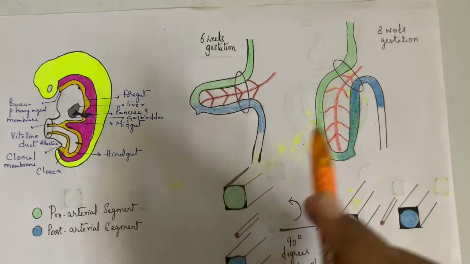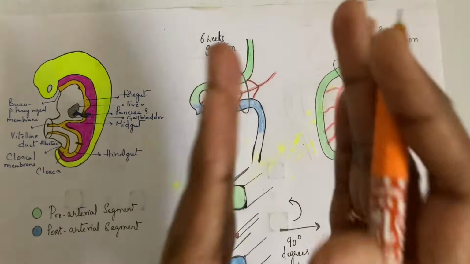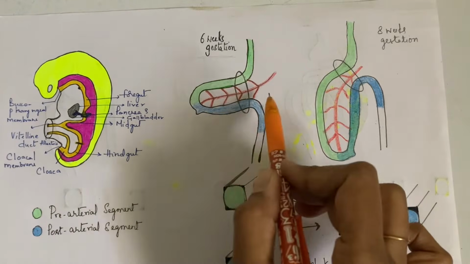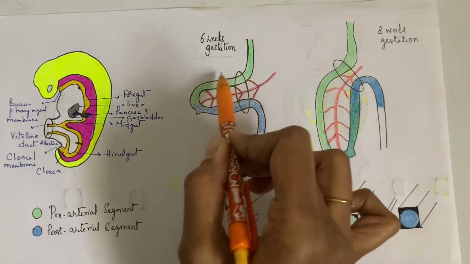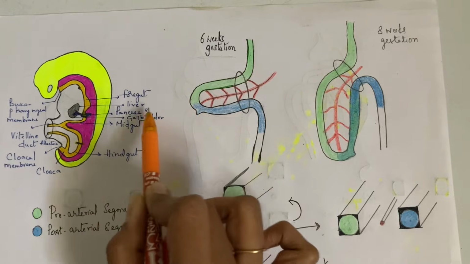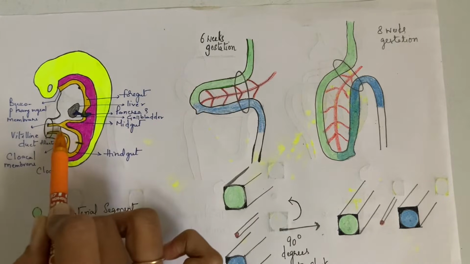This midgut increases in size and will not fit within the abdominal cavity. So what happens? It forms a U-shaped loop and it's thrown out of the abdominal cavity into the umbilicus. This tip here, the midgut, is attached to the yolk sac by the vitellointestinal duct.